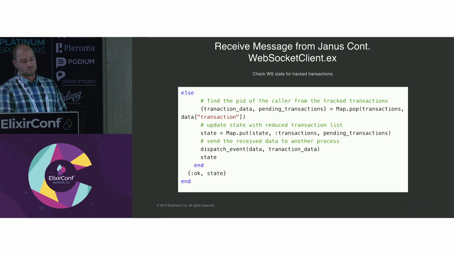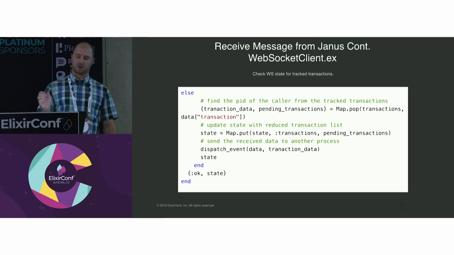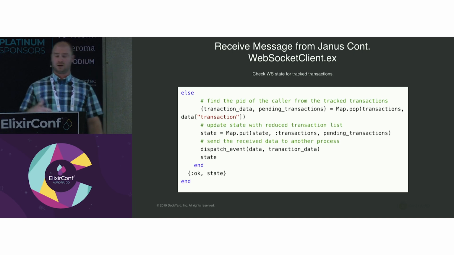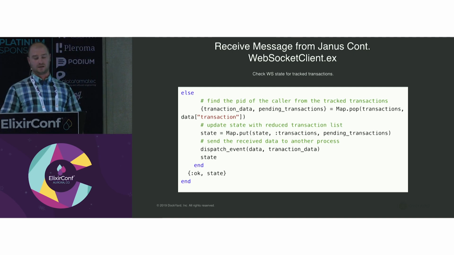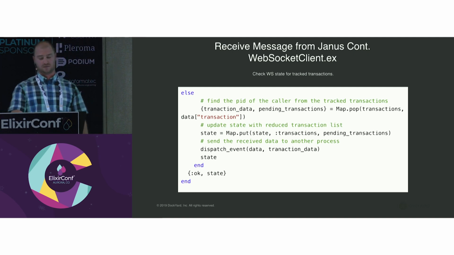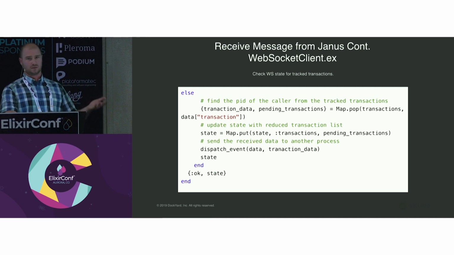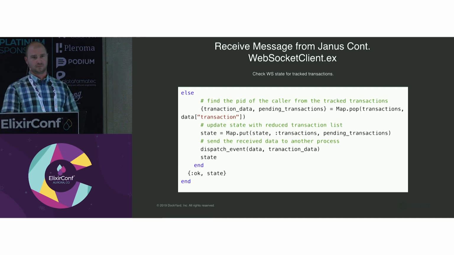Good to know, but didn't have any use for them. So this is where we're tracking transactions in a map, and you can pop off the transaction. And if it's there, it will look for the PID and dispatch it, dispatch event. And if not, it uses heuristics to figure out where do I send this.